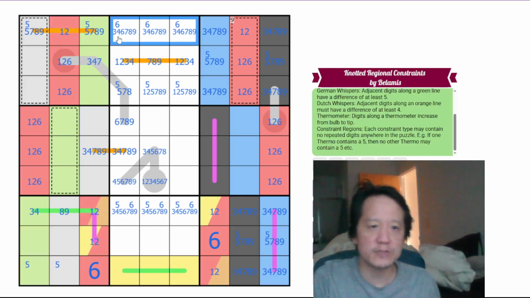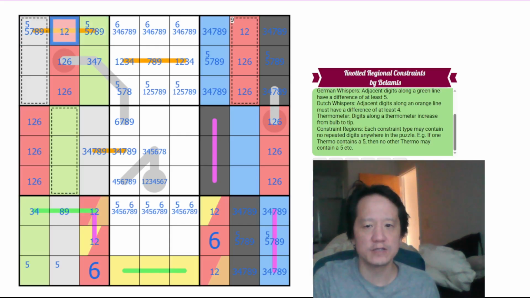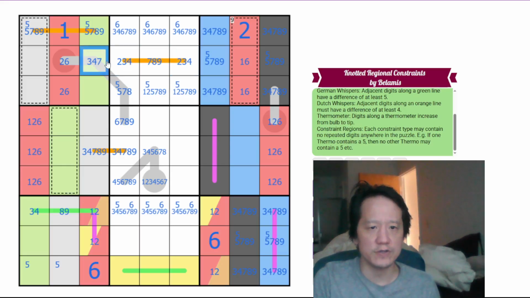Oh, 5 has to be one of these two. So since 5 is one of these two, 2 can never be next to it on a Dutch whisper line. So this is 1, which makes this 2. This can't be 2 here. These can't be 1. Therefore, 2 has to be on one of these sides. Since 2 is one of these here, okay, this is not 2. One of these is 1 here, which means this can't be 1.